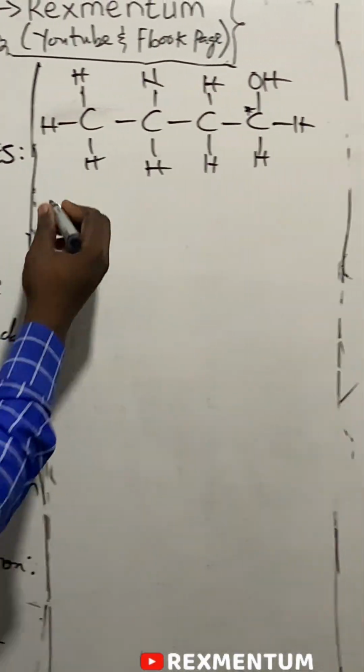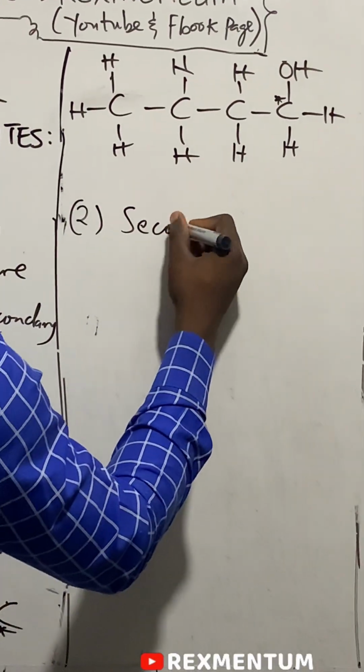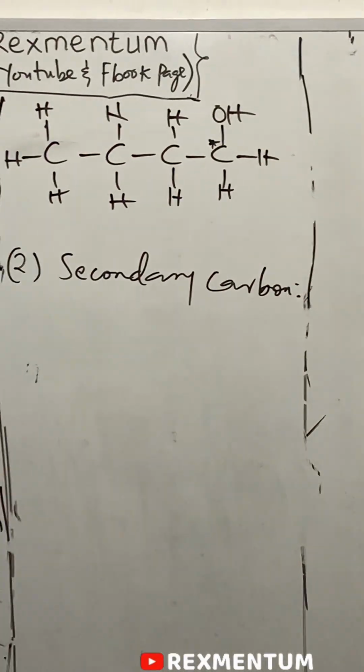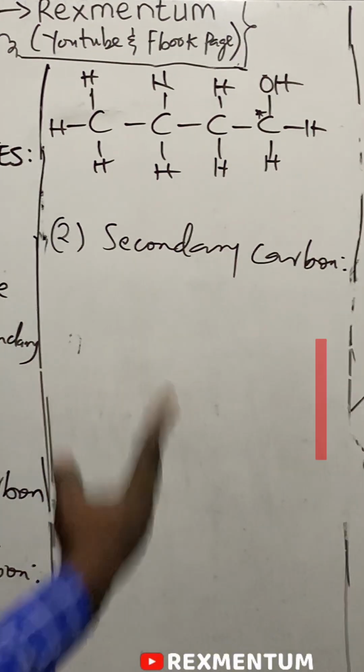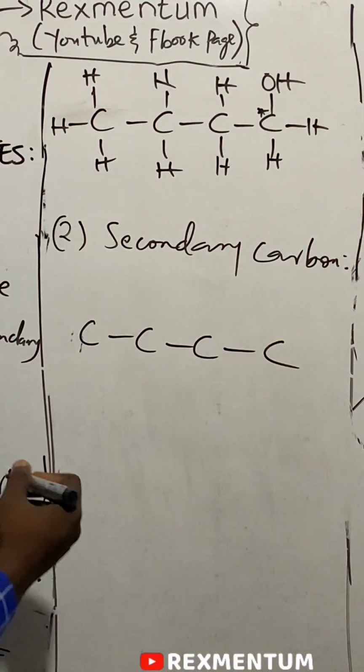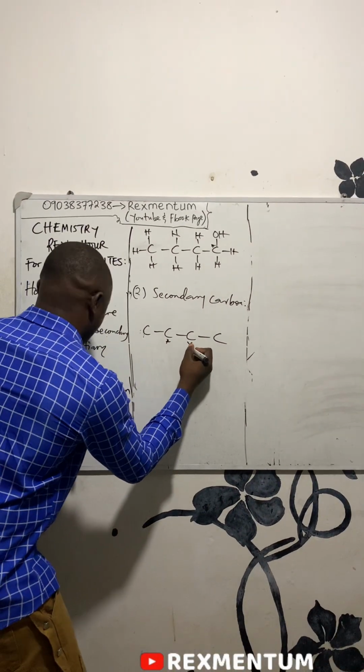Don't forget this. Number 2 is what we call secondary carbon. Now, what is a secondary carbon atom? It is that carbon atom that has 2 other carbon attachments. Now, for instance, the same compound, I will use it. You see this carbon or this carbon.